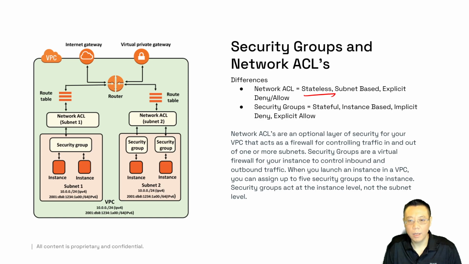For security groups, it actually operates at the instance level. So think of security groups as a virtual firewall for each instance. And you only have allow statements. You can have egress allow, you can also have ingress allow, but there's always an implicit deny. Network ACLs are considered dumb. They don't have any statefulness to them.